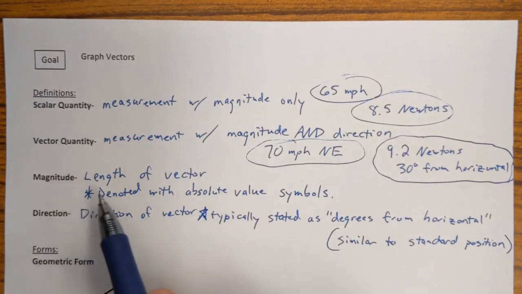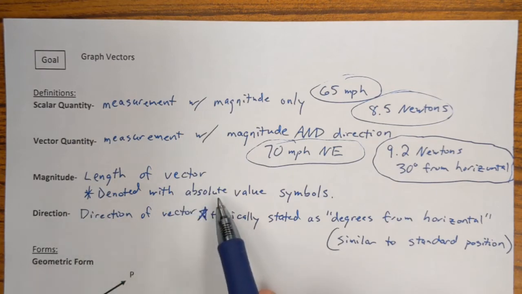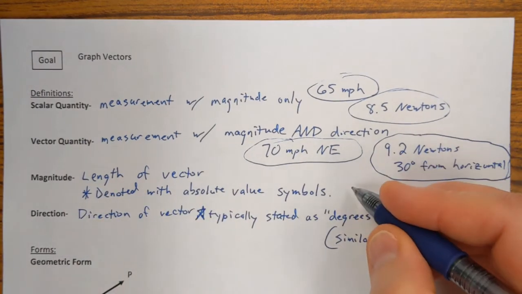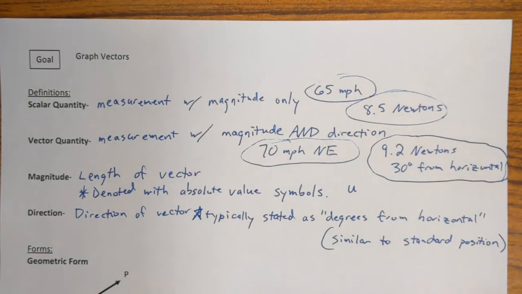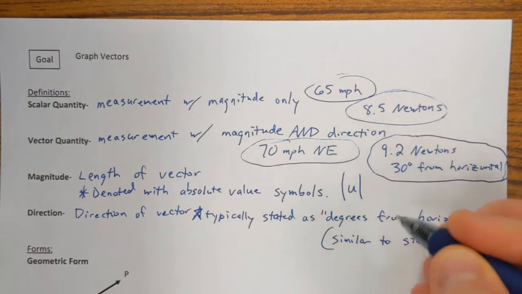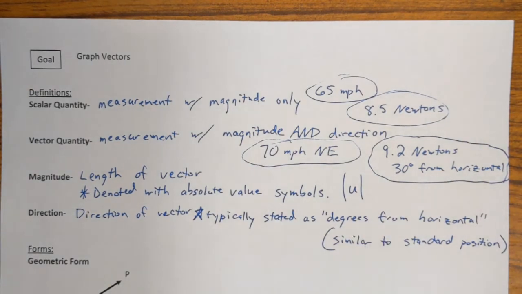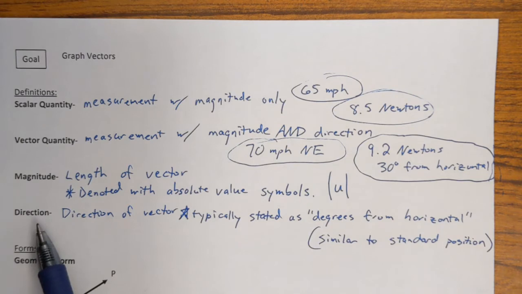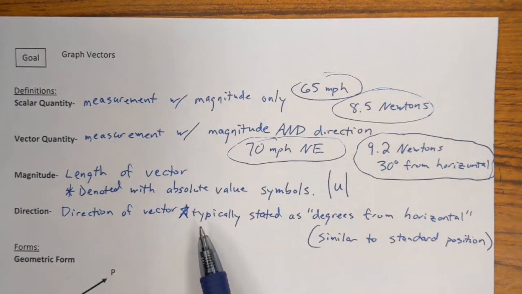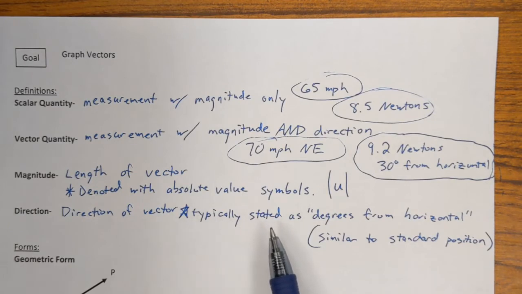The magnitude of a vector determines the length of your vector. The length of the vector, that's your magnitude. A lot of times we denote magnitude using absolute value symbols. So if I have a vector named u, and I want to talk about just its magnitude, I could put that u in absolute value symbols. That denotes its magnitude. And then the direction of a vector or a vector quantity, I just wanted to put this in writing here. The direction of a vector is typically stated as degrees from horizontal, very similar to how we studied angles in standard position.